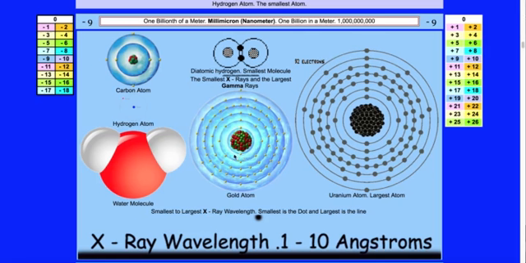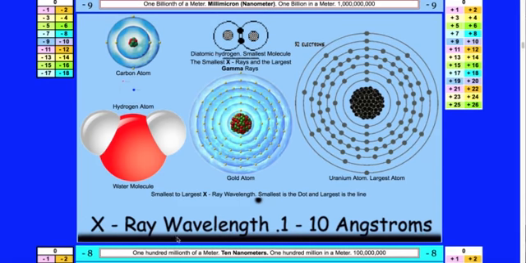Yeah, uranium atom. So you're getting into the size of the atoms at -9, and the size of X-rays. X-ray waves are almost as big as atoms. That's why X-rays can go and kind of hit your nucleus and mutate things.